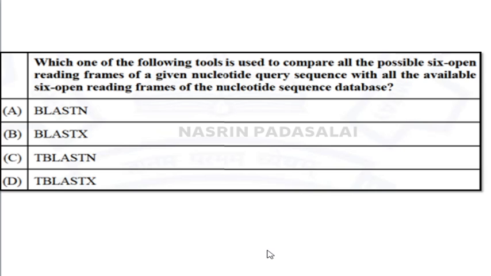Next question: which one of the following tools is used to compare all possible 6 open reading frames of a given nucleotide query sequence? Query sequence means the sequence which you have in your hand is called the query sequence, with all available 6 open reading frames of nucleotide sequences in the database, like that they are asking. The correct answer is what? Okay, so that's what they are asking.